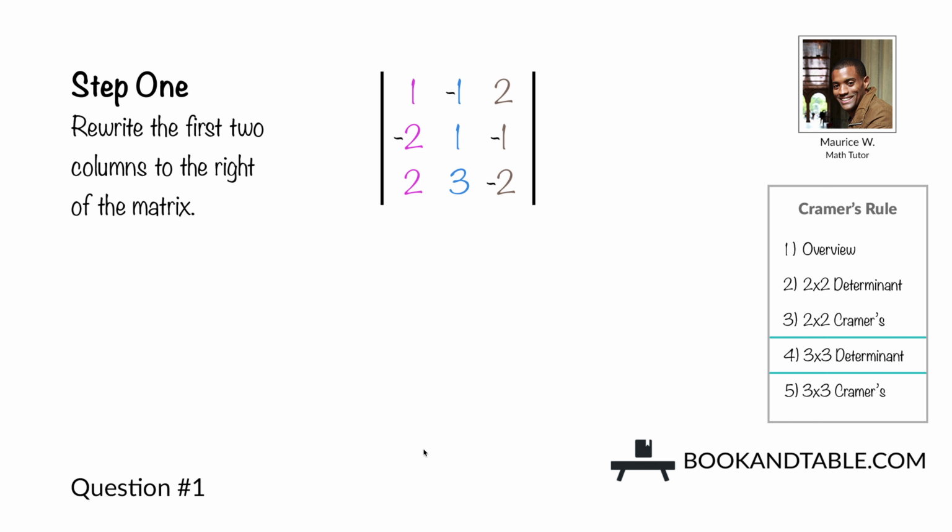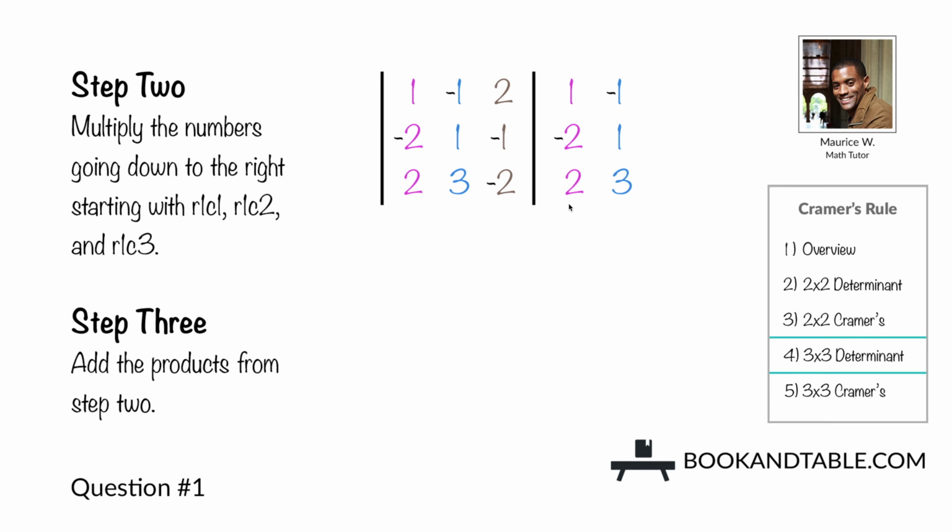Question number 1, step 1, rewrite the first 2 columns to the right of the matrix. So we take columns 1 and 2, and we rewrite both to the right of our third column. So we place them here. And now step 2, multiply the numbers going down to the right, starting with R1, C1. And then we want to add the products. So we have 1 times 1 times -2. It's positive in front. And now we go to R1, C2.